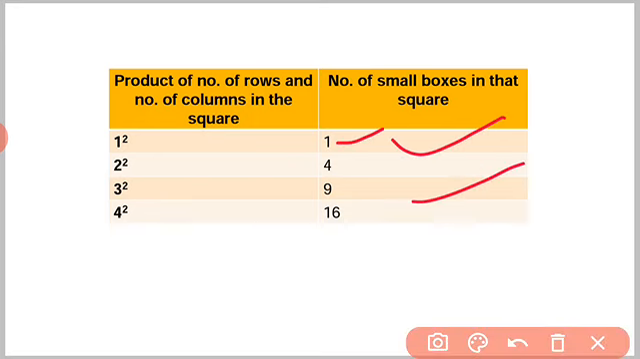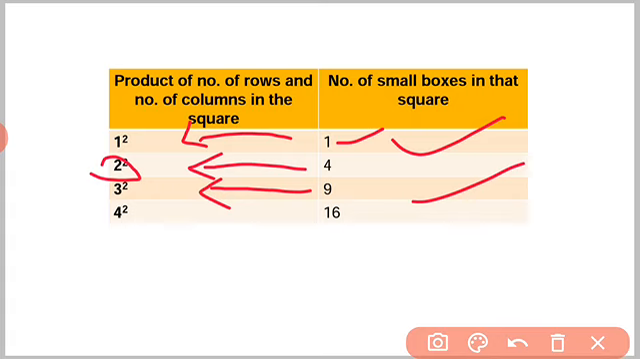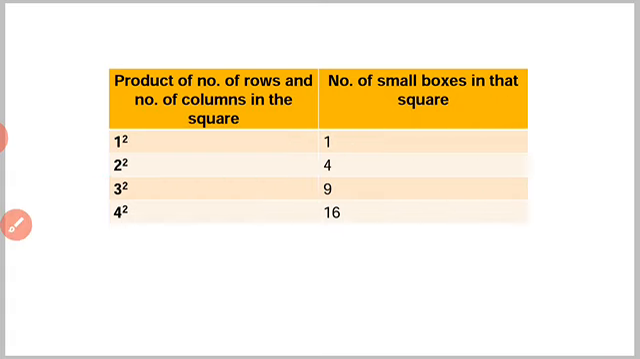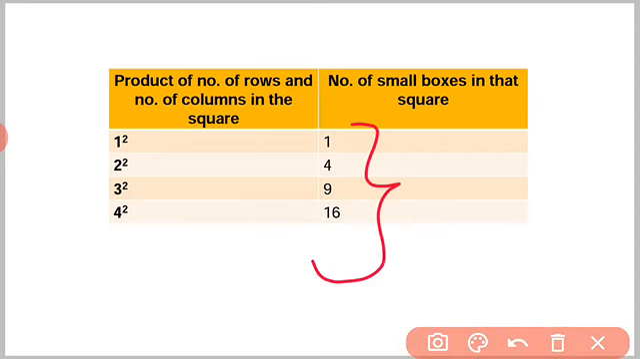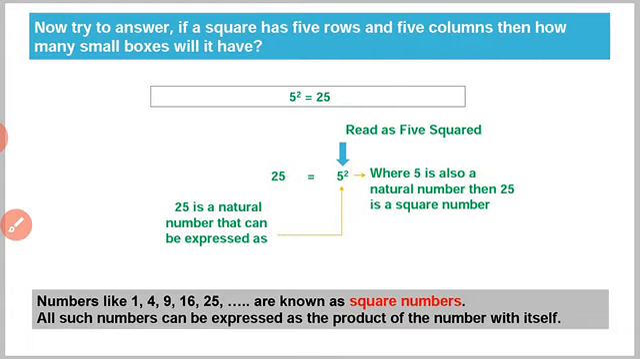So we can say 1 can be expressed as 1 squared, 4 can be expressed as 2 squared, 9 can be expressed as 3 raised to power 2, and 16 can be expressed as 4 raised to power 2. And all these numbers are natural numbers, meaning 1 is also a natural number, 4 is also a natural number, and 2 over here is also a natural number. So we can say these numbers are called square numbers. What are square numbers? Those numbers which can be expressed as the product of the number with itself.